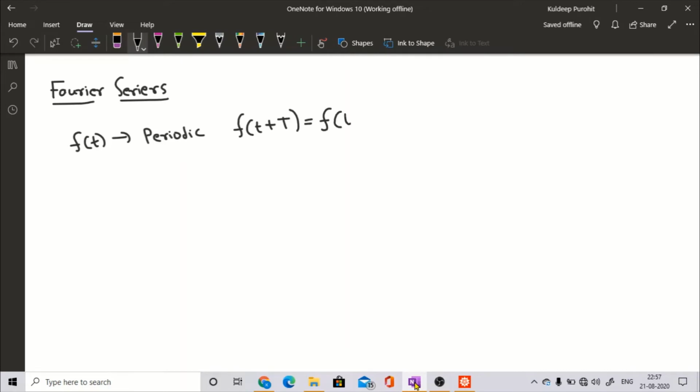Now let me talk about another problem, which is the Fourier series. According to this Fourier theorem, any function f of t which is periodic, that is f of t plus capital T is equal to f of t, okay, so capital T is known as the period of the function.